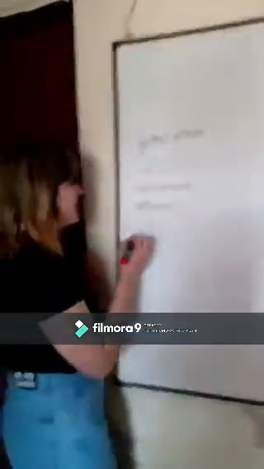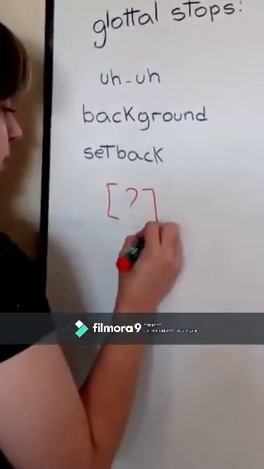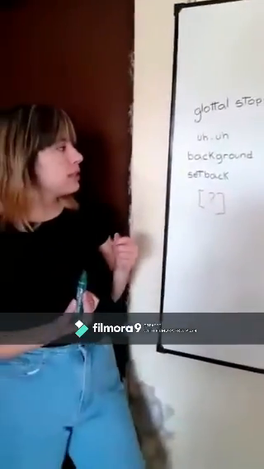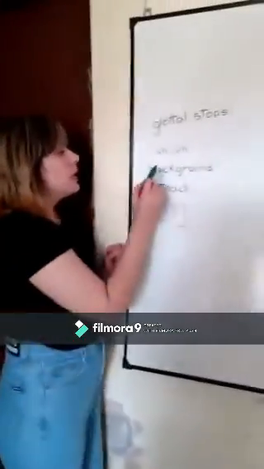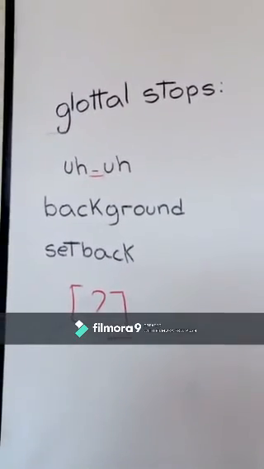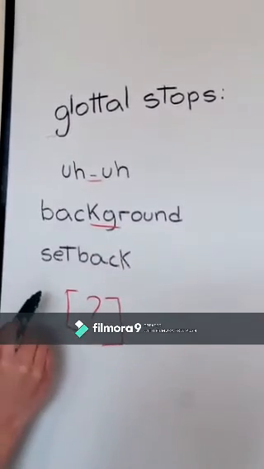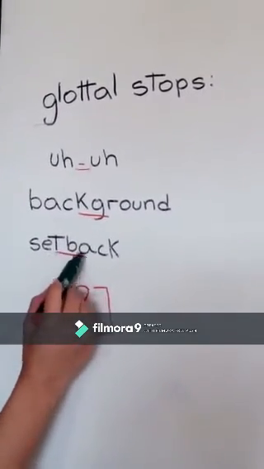I'm also going to talk about glottal stops. A glottal stop is produced when the space in the glottis is closed completely, very briefly, and then released. It's represented by this symbol. An example of this is in the word no, as in uh-oh, there is a stop there, and that is a glottal stop. Another example is in the words background and setback.